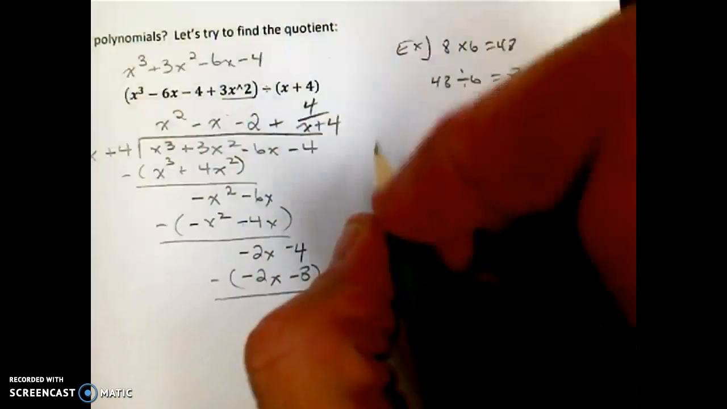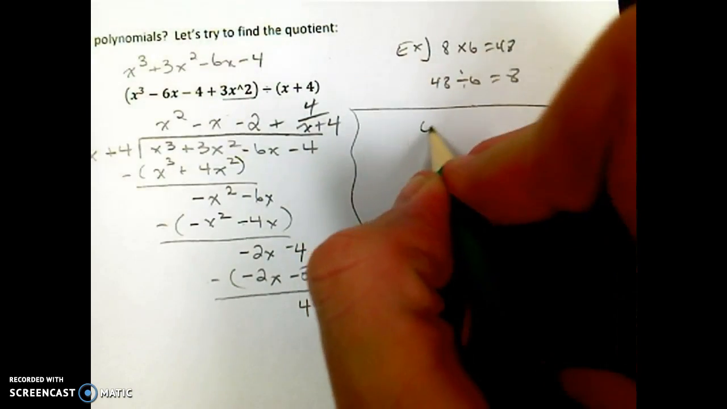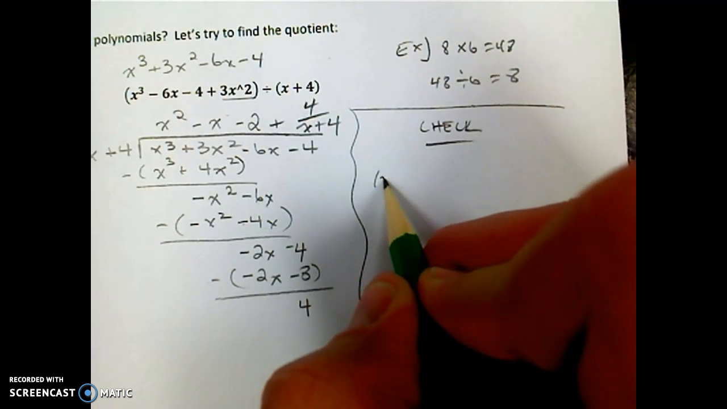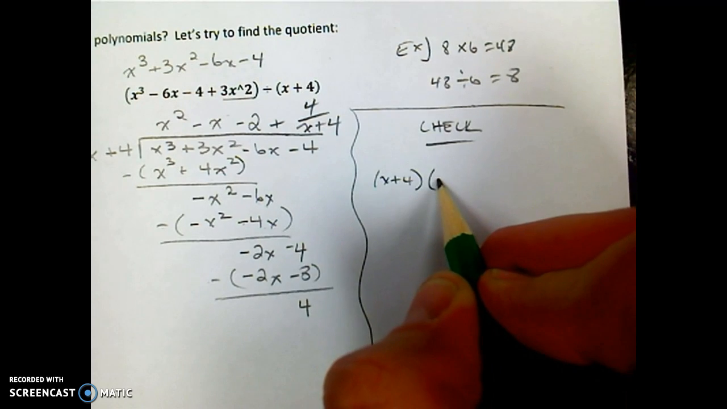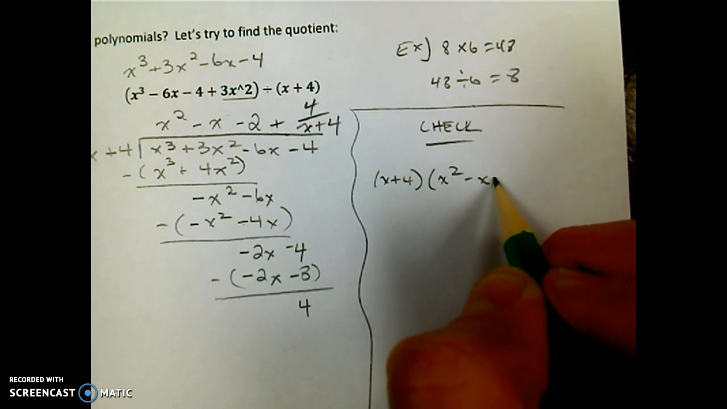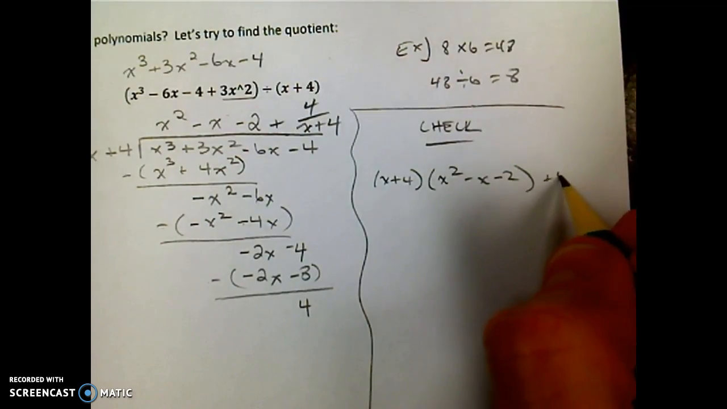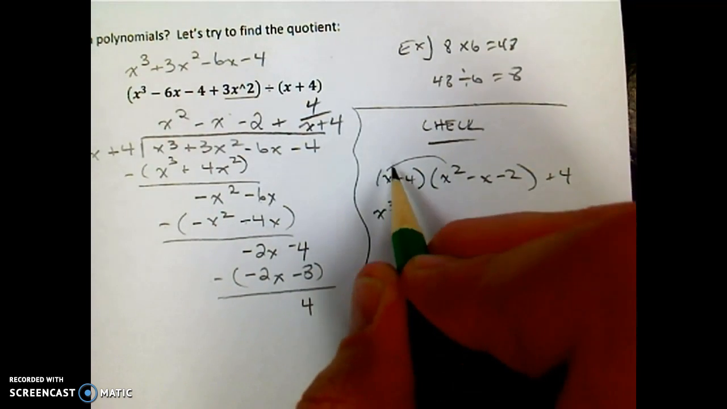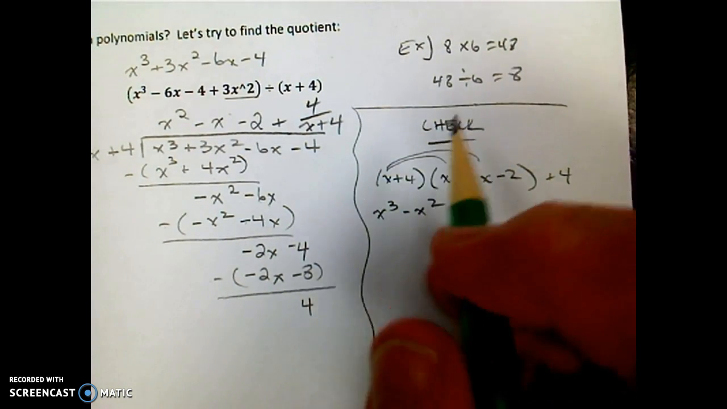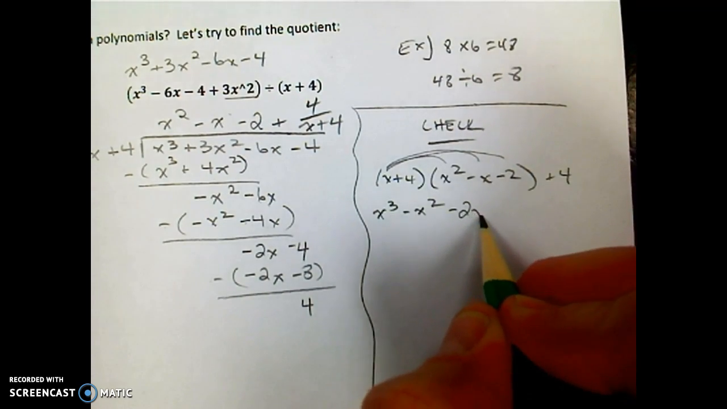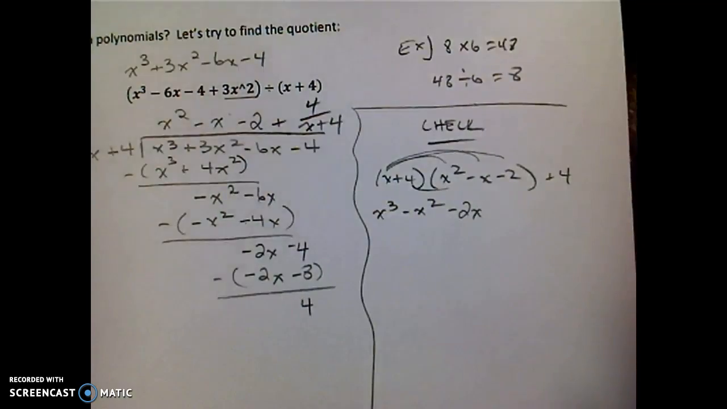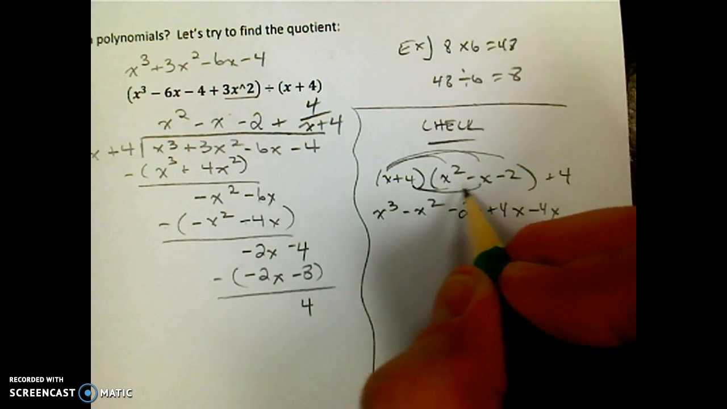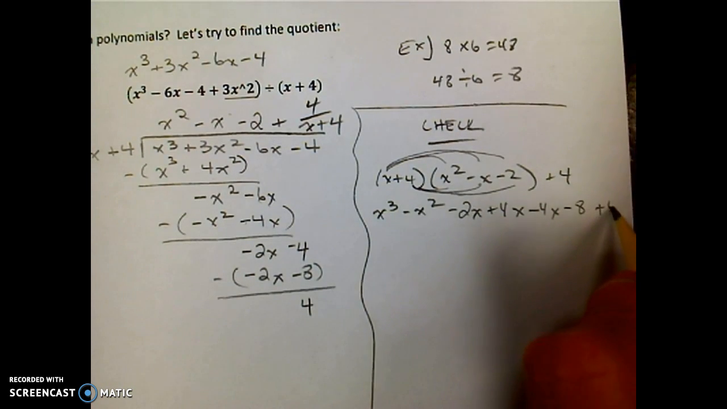So let's take a look at what that looks like. x plus 4 times x squared minus x minus 2, and then let's add the 4. X times x squared is x to the third. X times negative x squared. X times negative 2, minus 2x. Repeat by distributing the 4. Plus 4x squared, minus 4x, minus 8, and then plus 4.